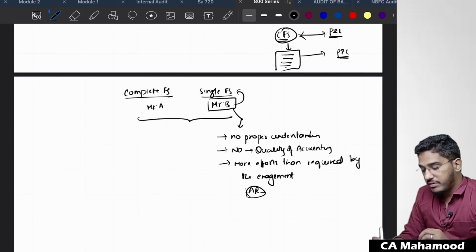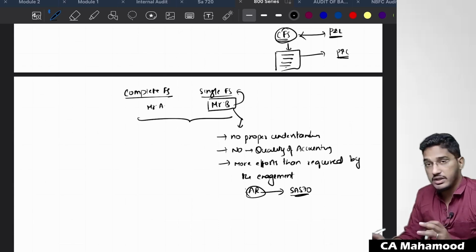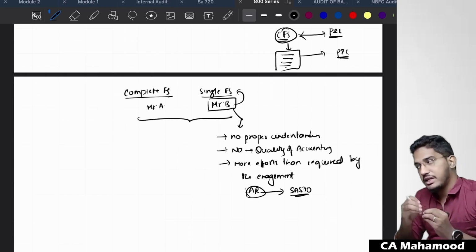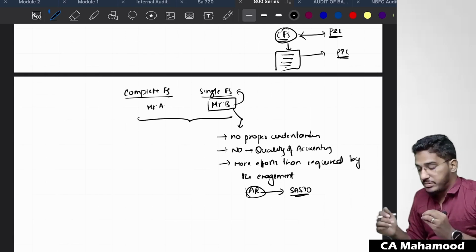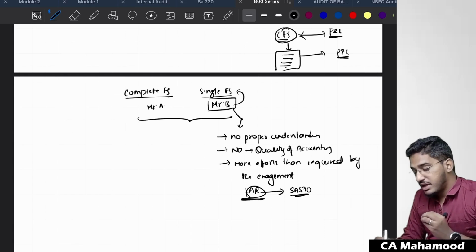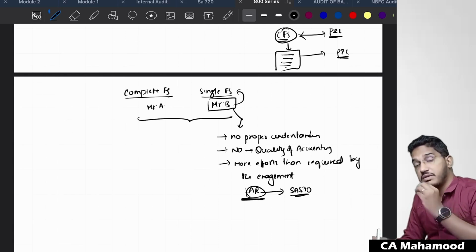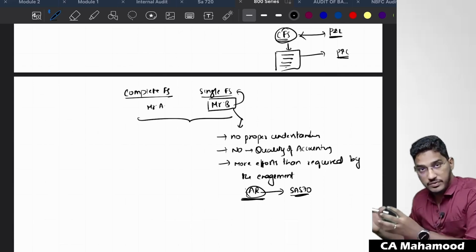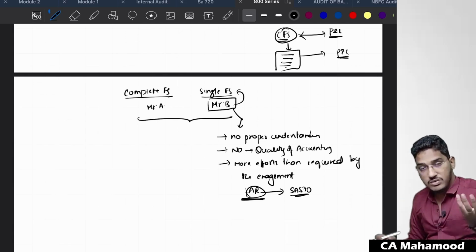But in order to verify whether this accounts receivable is appropriate or not, this will have an impact of SA 570 also. Going concern related information I might need to keep in mind. That means in order to obtain audit evidence regarding accounts receivable, I need to fulfill all the requirements of SA 570 also. We all know how in-depth the requirements of SA 570 are. The client has asked me to conduct the audit of accounts receivable, a small part of the financial statements.